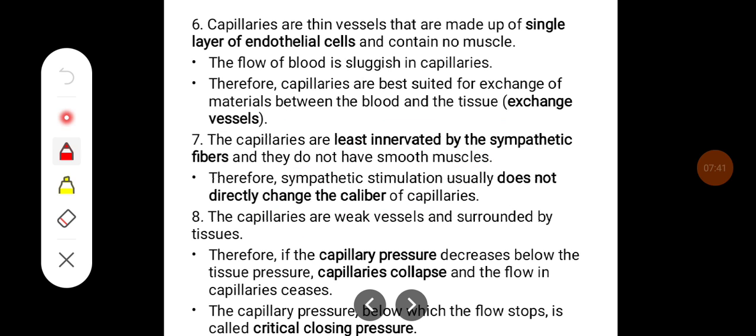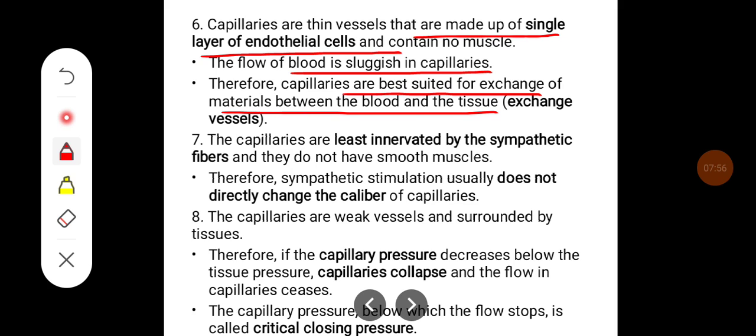Capillaries are thin vessels that are made up of a single layer of endothelial cells, and they contain no muscle. The flow of the blood is sluggish in capillaries. Therefore, capillaries are best suited for the exchange of materials between the blood and the tissue. So that is why they are called exchange vessels. The capillaries are least innervated by the sympathetic fibers and they do not have smooth muscles. Therefore, sympathetic stimulation usually does not directly change the caliber of capillaries.